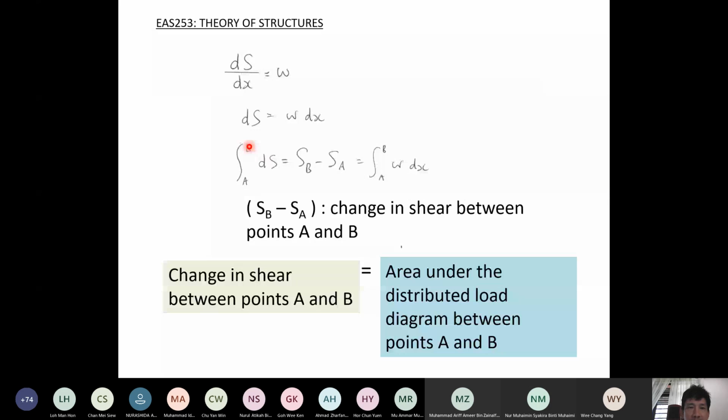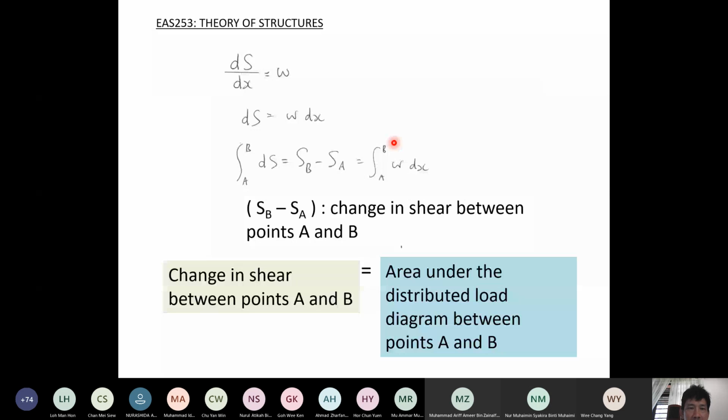And from calculus, we know the integration from point A to point B is equal to the difference of the value of S between point B and point A. This is from the definition of integration: the integral of a curve S is equal to the difference between the value at point B and point A, which is SB minus SA. And that is equal to the area under the loading diagram between point A and point B. So these equations here: SB minus SA equals the integral from A to B of W dx.